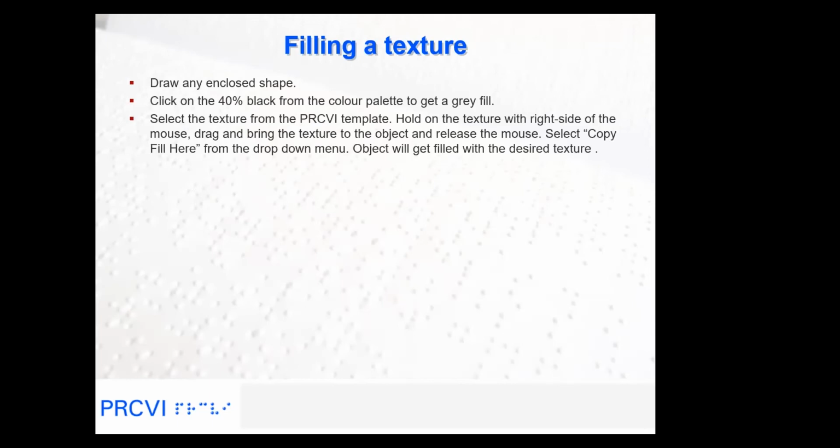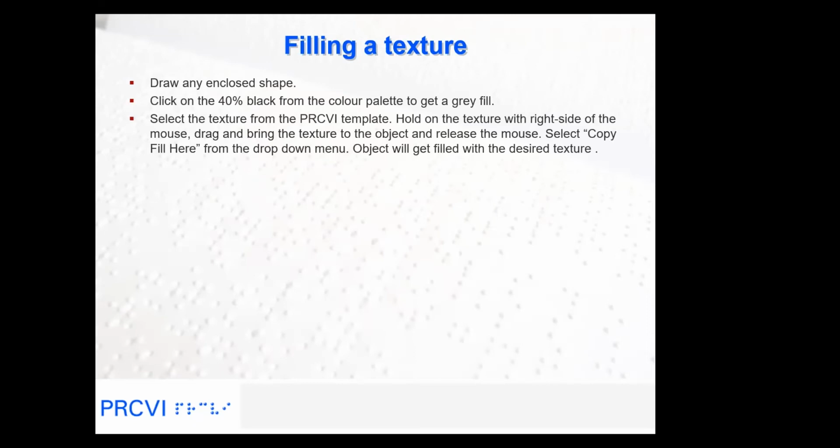Let's look at how to fill a texture. Draw an enclosed shape. Click on the 40% black from the color palette to get a gray fill. Not all fills in CorelDRAW print well on swell paper, so we have selected fills on the template which we use.